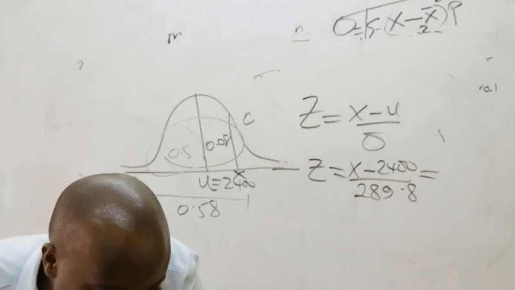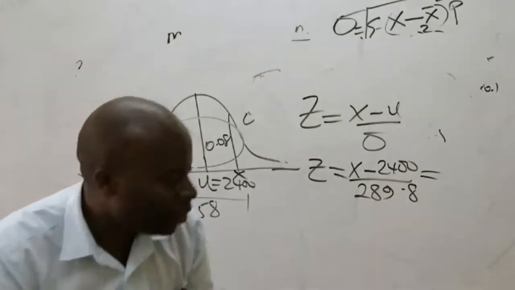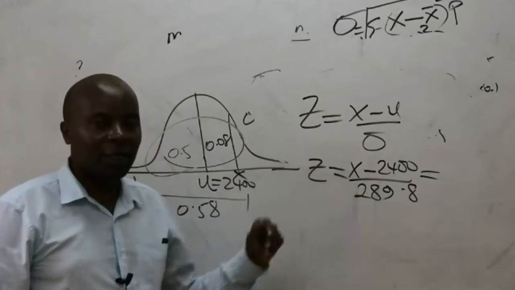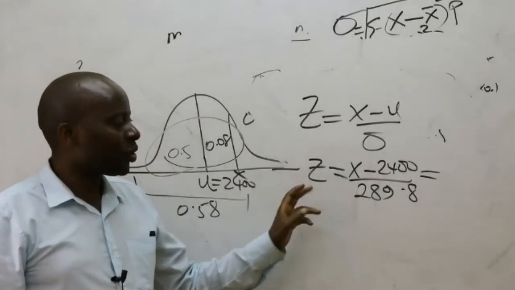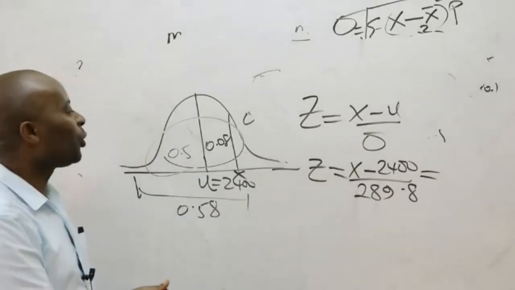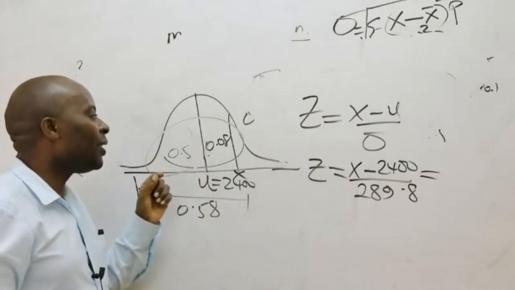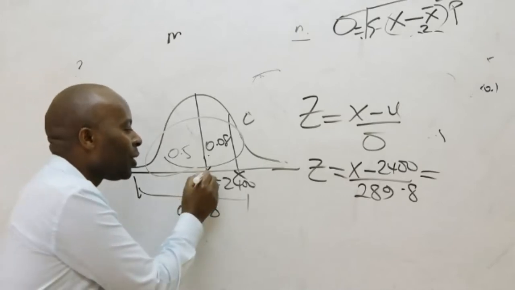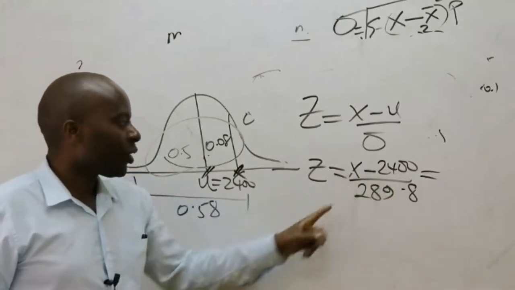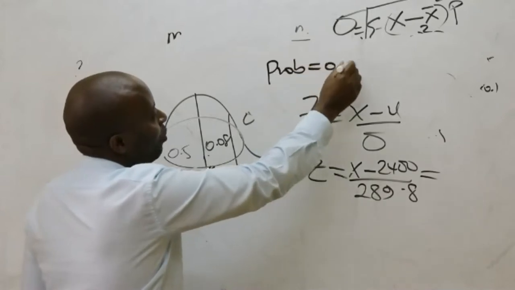So it is what is being asked in the question. Are we still working on Z score? No. We want to get the Z score, which will help us to get the value of X. So how do we do it? Fortunately, they have given us probabilities. The probability that I have interest in is the probability between the two values, which is 0.08.